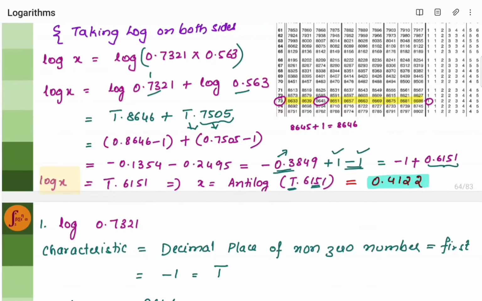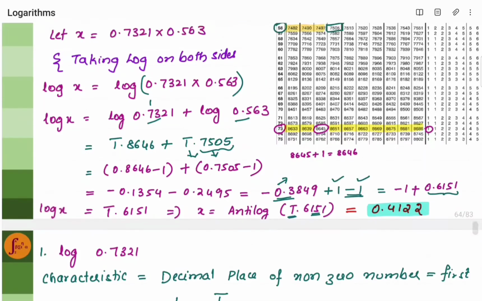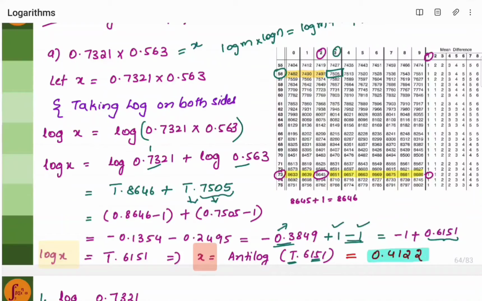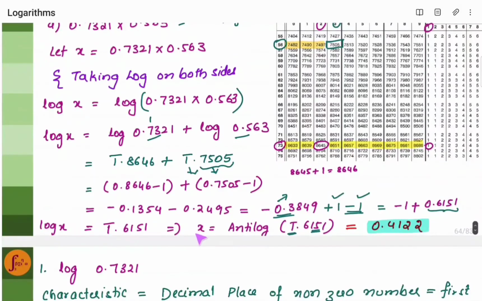This is log x. Now we'll have to find x, right? Remember we applied log on both sides and that's why we got log x. But we want only x. So to get x, we'll have to take the anti-log. Because when log comes to this side, it will become anti-log. You'll have to remove log from here. So x is equal to the anti-log of this entire thing.